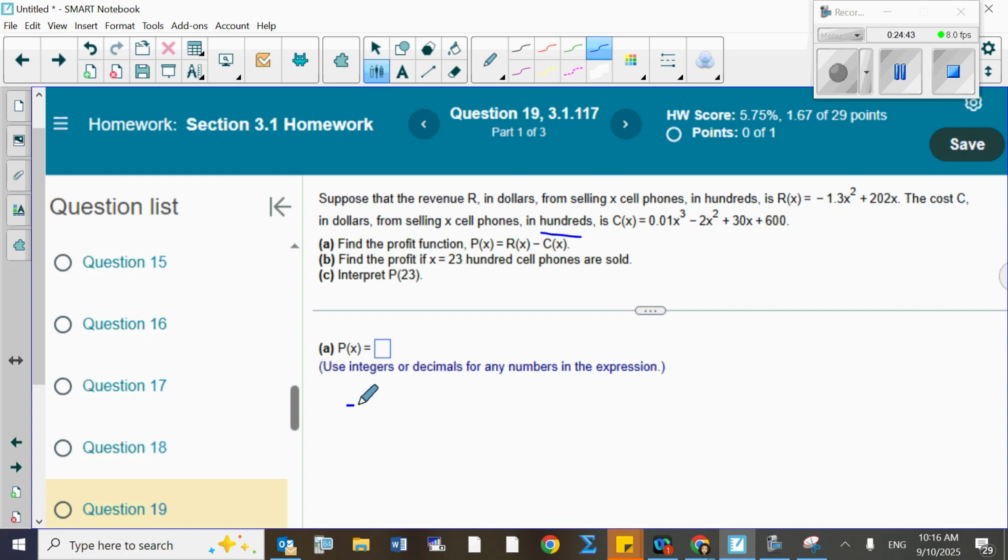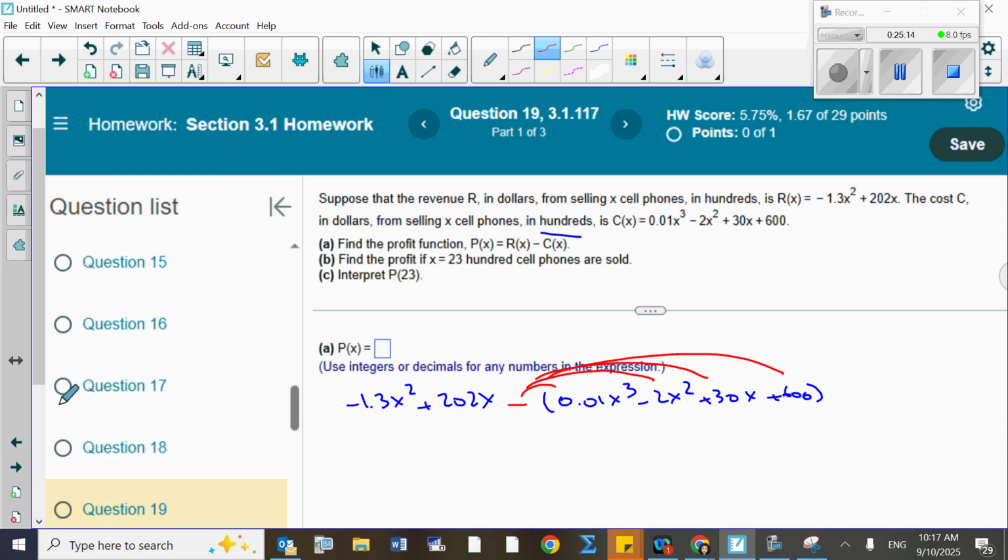So negative 1.3x squared plus 202x, you're going to subtract C from that, which is this function, 0.01x to the 3 minus 2x squared plus 30x plus 600. You need to subtract this from this. All I need to do is distribute the negative here and then combine the like terms.